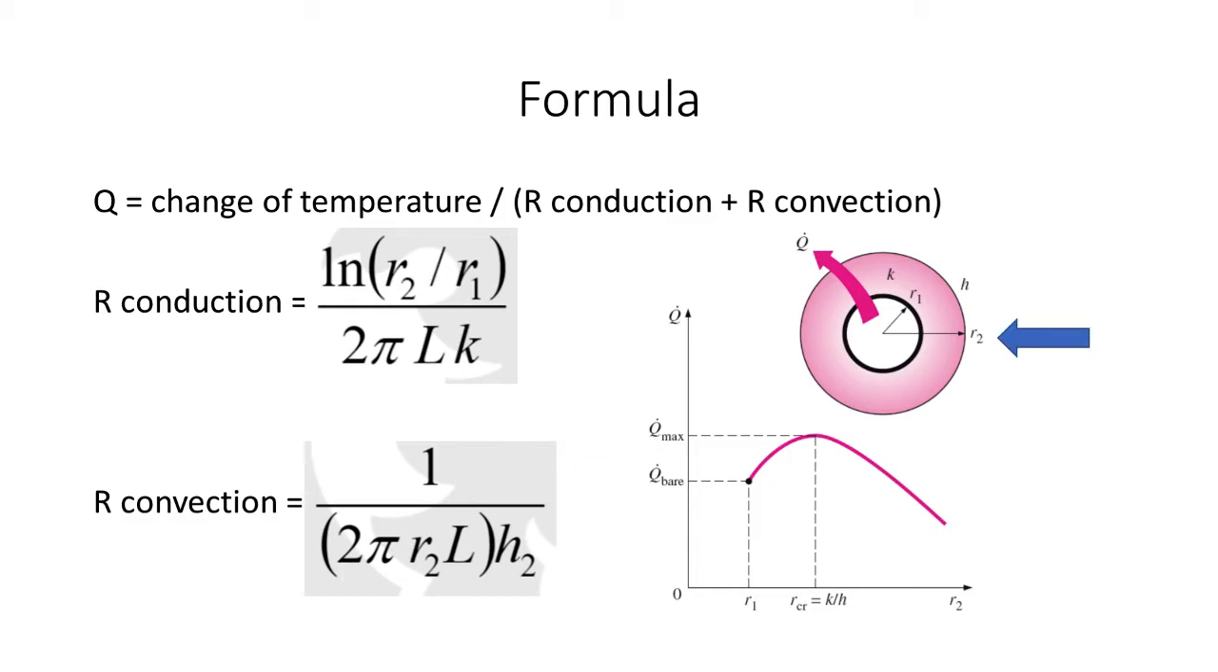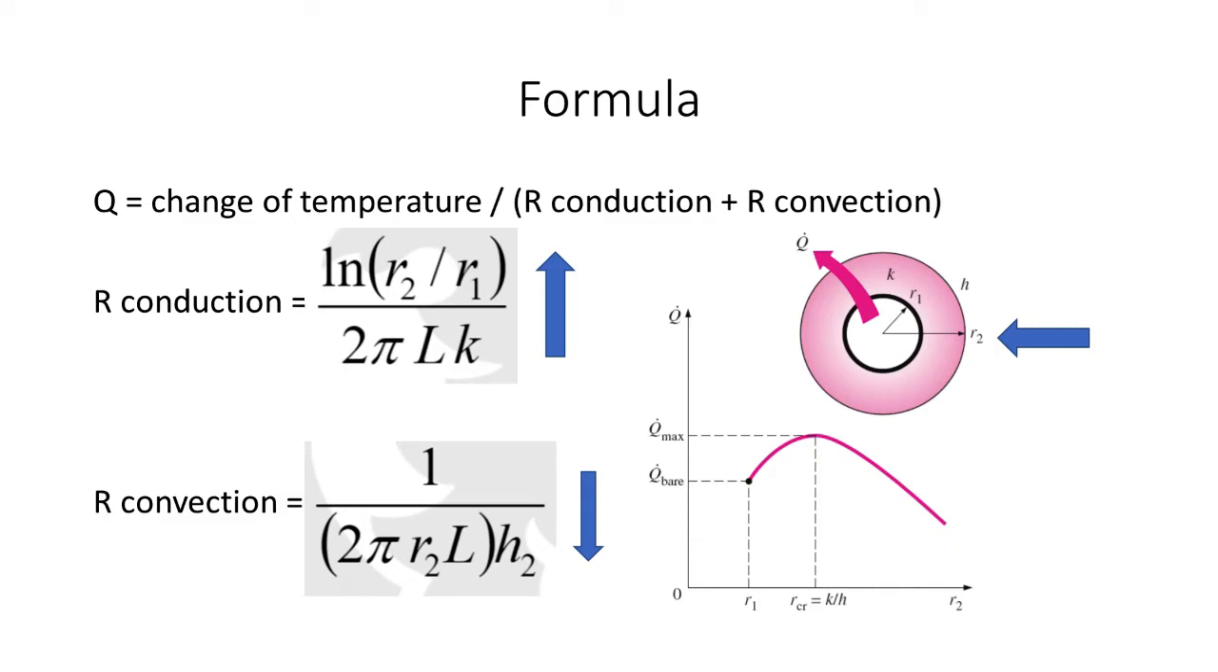R2 is important because as you increase insulation, R2 is the one that will increase. And when R2 increases, it actually has an effect on R conduction and R convection. Namely, when R2 increases, it causes R conduction to increase, and that's because R2 is on the numerator side. For R convection, this is the other case, where increase of R2 will actually result in a decrease in R convection, because R2 is on the denominator side.